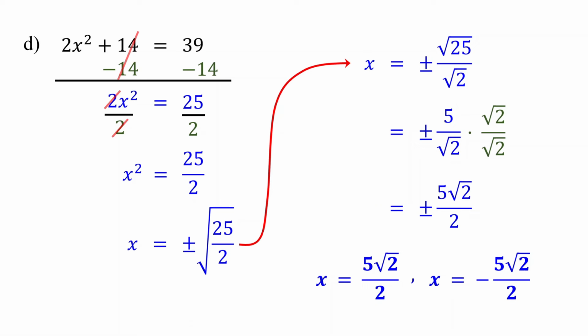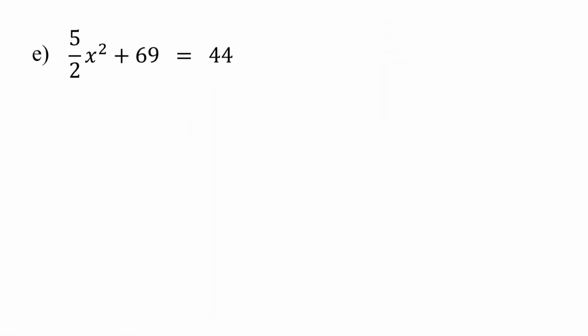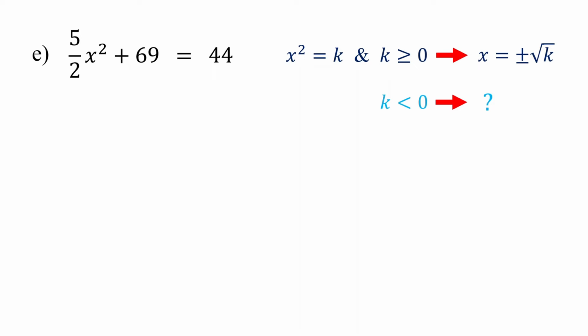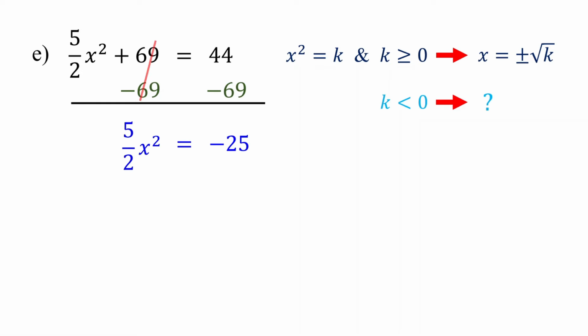At the beginning of the video, when we defined the square root property, we said that if x squared equals k, and k is greater than or equal to 0, then x equals plus or minus the square root of k. But what will happen if k is less than 0? This will be the case in this example. First, isolate the quadratic term by subtracting 69 from both sides of the equation. These cancel out, and 44 minus 69 equals negative 25.